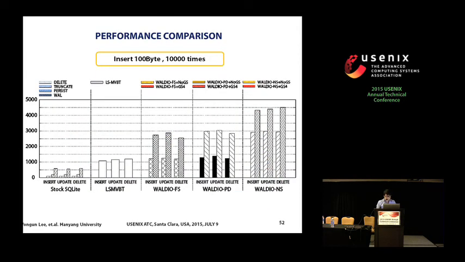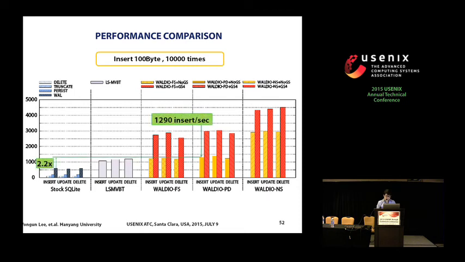We performed each of the insert, update, and delete operations 1,000 times and measured the performance. We categorized them into 5 groups: SQLite, LS-MVBT, WALDIO with full sync option, WALDIO with persistent direct I/O, and WALDIO with normal sync option. Here we examined the performance of WALDIO with group synchronization.